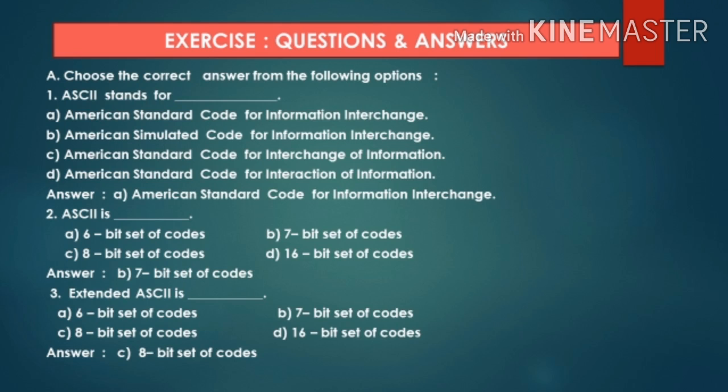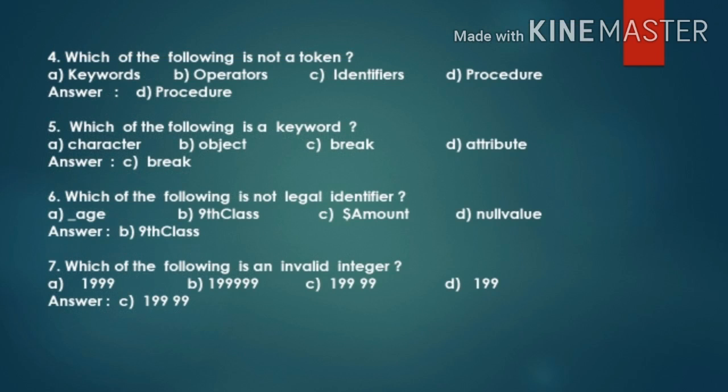Question number 3. Extended ASCII is dash. A. 6-bit set of codes. B. 7-bit set of codes. C. 8-bit set of codes. D. 16-bit set of codes. The correct answer is 8-bit set of codes. The next slide contains the next part of questions and answers.